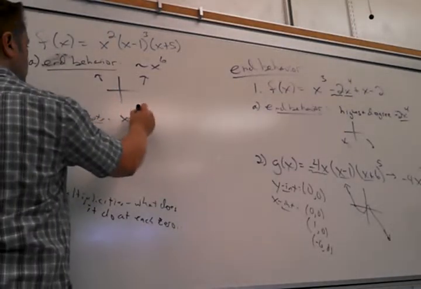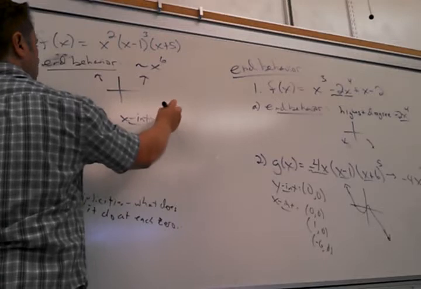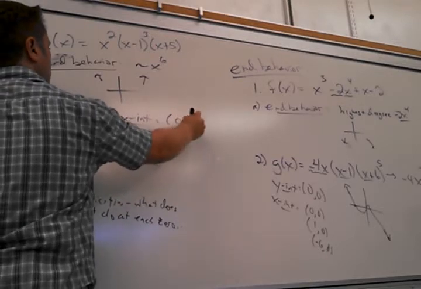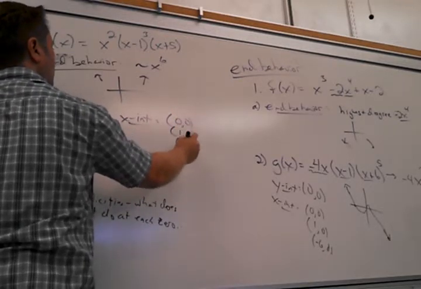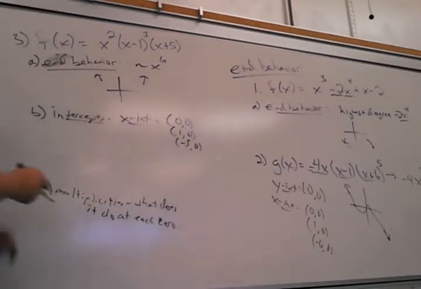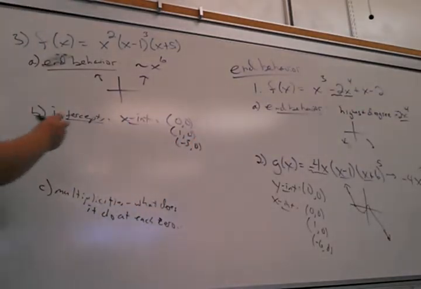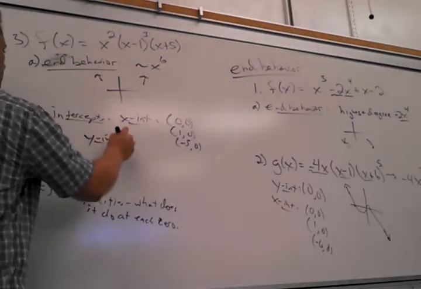Intercepts. So the x-intercepts are sitting there staring you in the face. (0, 0), (1, 0). And the y-intercept, already know? (0, 0). Yeah, (0, 0).